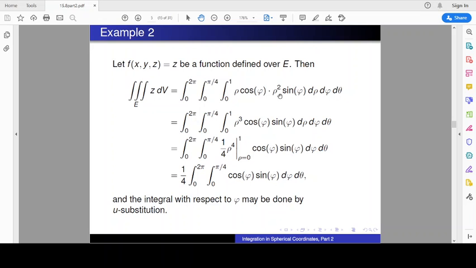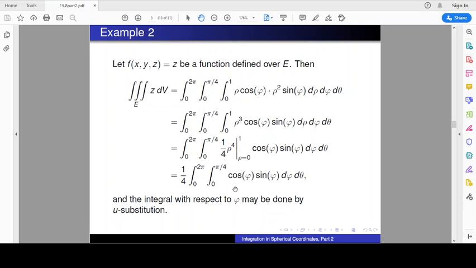Okay, so then we can combine like terms in our integrand here, and we get what? Rho cubed times cosine of phi times sine of phi. And so the rho integral becomes 1/4 rho to the 4th, which when we evaluate at 1 and 0 and take the difference, we just get 1/4. So we'll go ahead and yank that out. And now to do the phi integral, we have the integral from 0 to pi over 4 of cosine of phi times sine of phi.